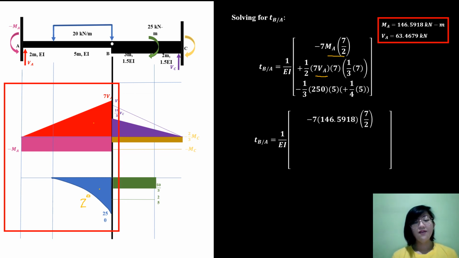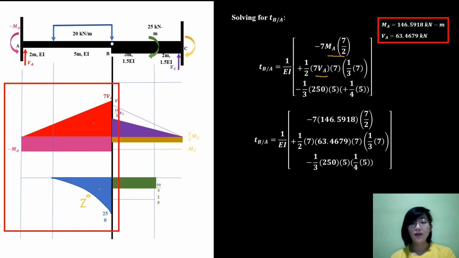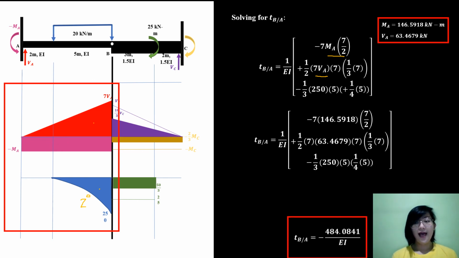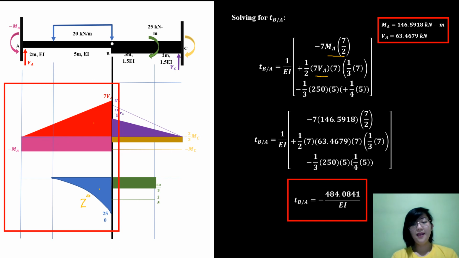So, isa-substitute natin siya. So, negative 7 times 146.5918 times 7 over 2 plus 1/2 times 7 times 63.4679 times 7 times 1/3 times 7. And lastly, negative 1/3 times 250 times 5 times 1/4 times 5. So, we will have this one. TBA is equal to negative 484.0841 over EI.